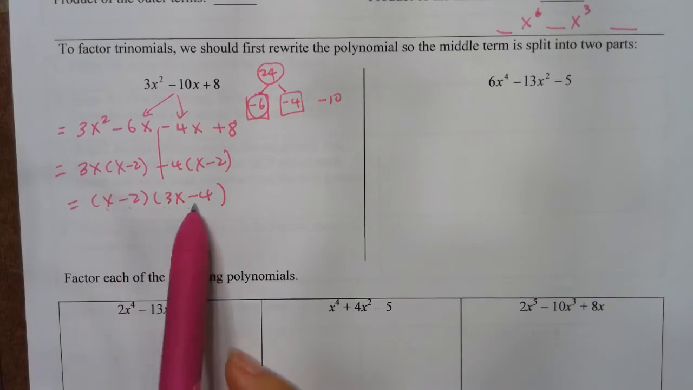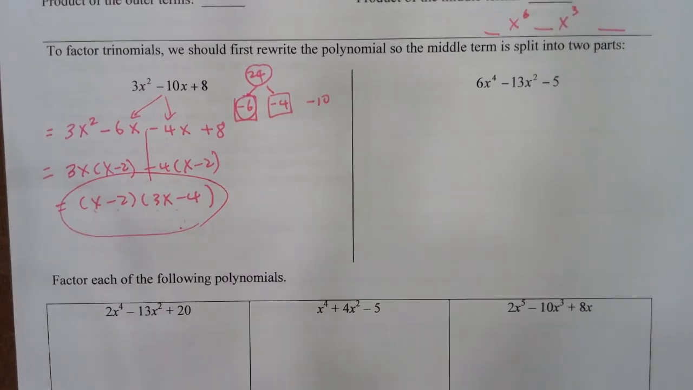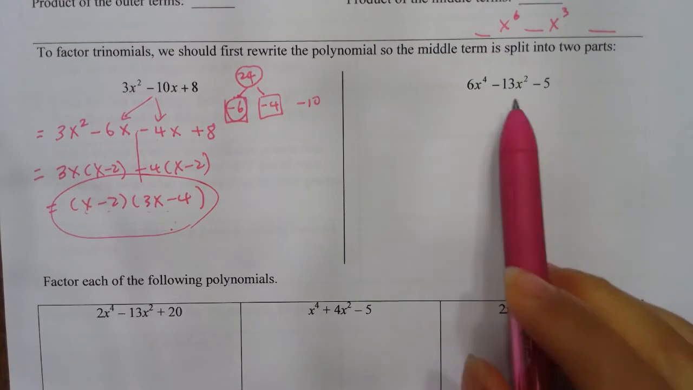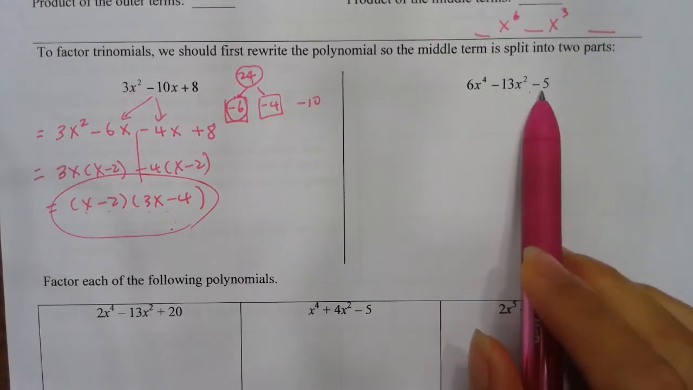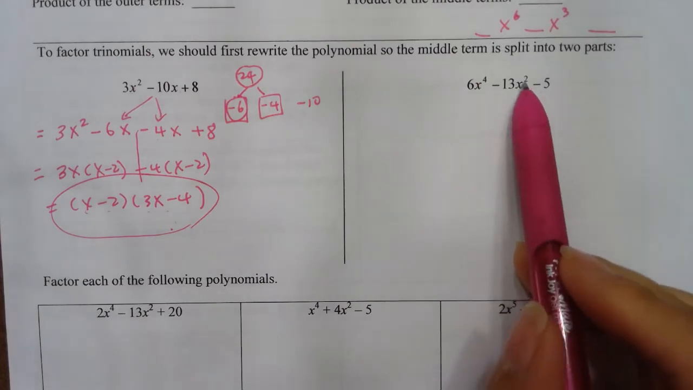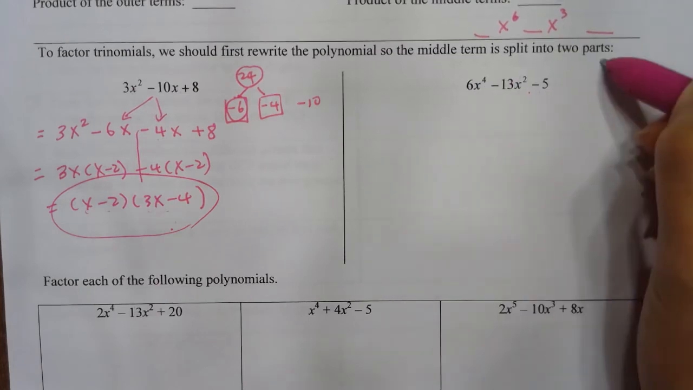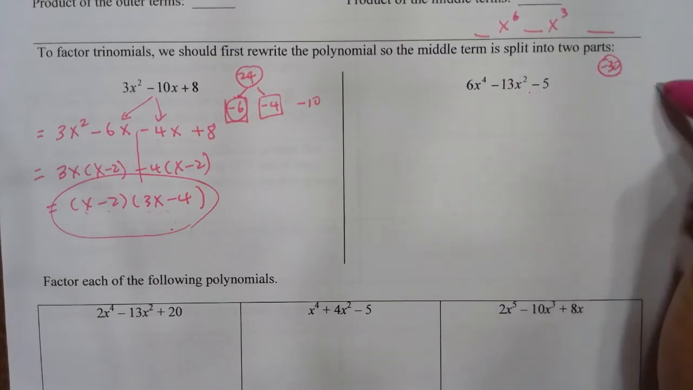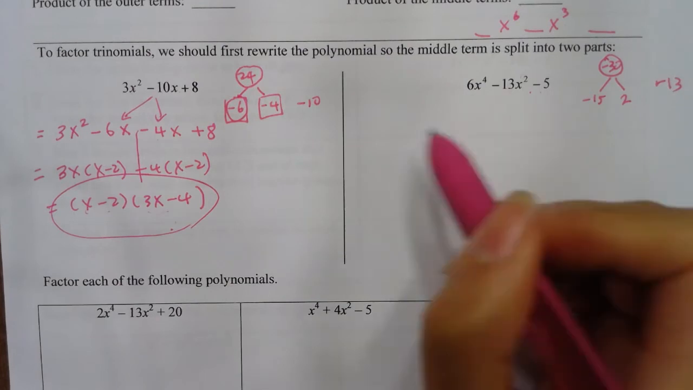A times C is negative 30, B is negative 13. Find two numbers: negative 15 and 2. So let's rewrite the problem. The first term stays the same, 6x to the 4th power, and negative 5 stays the same. But instead of the middle one, negative 13x squared, you're going to write it as negative 15x plus 2x, right? No, I did something wrong. And I did that on purpose.